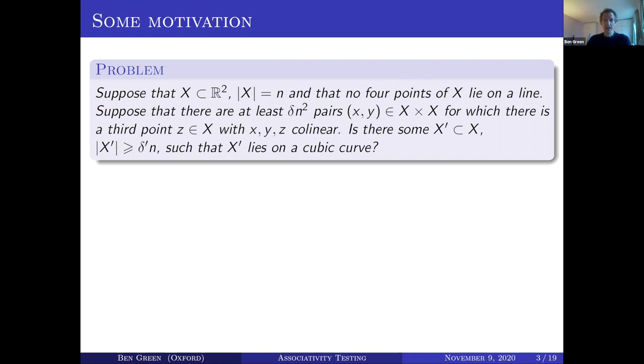But what I think might well be true is that there's some positive proportion of this set, call it X primed, which lies on a cubic curve. Actually, nothing even vaguely like that is known. I think it's even still open whether there are 10 of these points that lie on a cubic curve, 10 being an important number in this context because any 9 points will lie on a cubic curve. I'll come back to why cubic curves are important in a second.